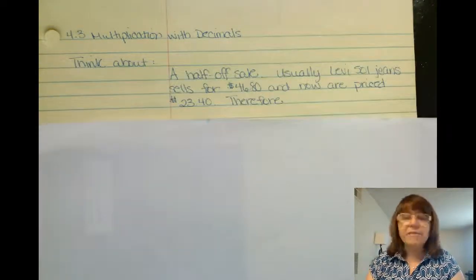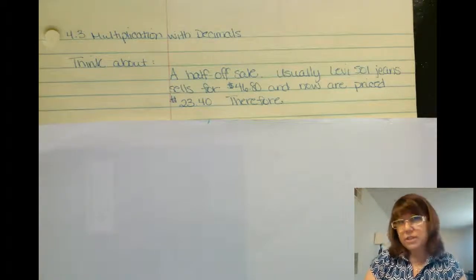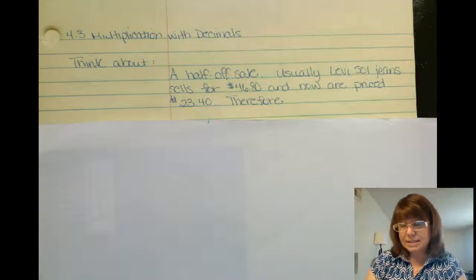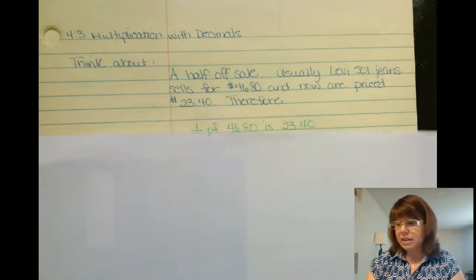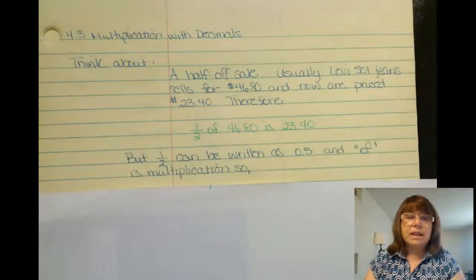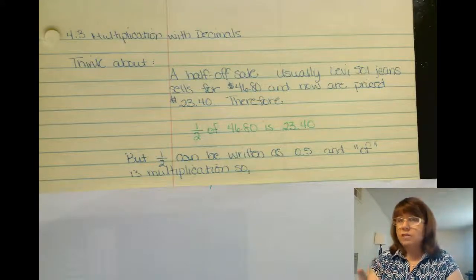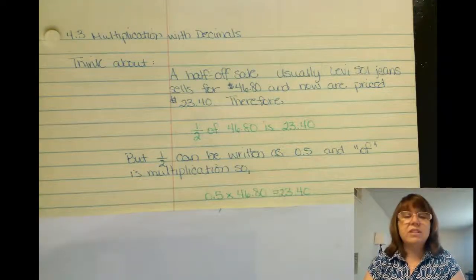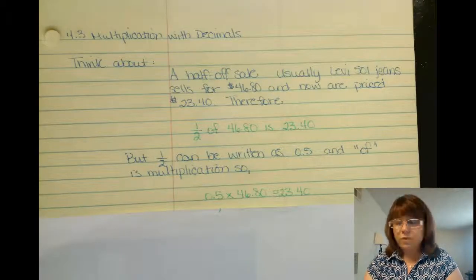Let's say there is a half-off sale, and usually Levi 501 jeans sell for $46.80 and now are priced at $23.40. Well, therefore, if you think about it, half of 46.80 is 23.40. Half can be written as 0.5 and the "of" can be translated into multiplication. So we have 0.5 times 46.80 is 23.40.